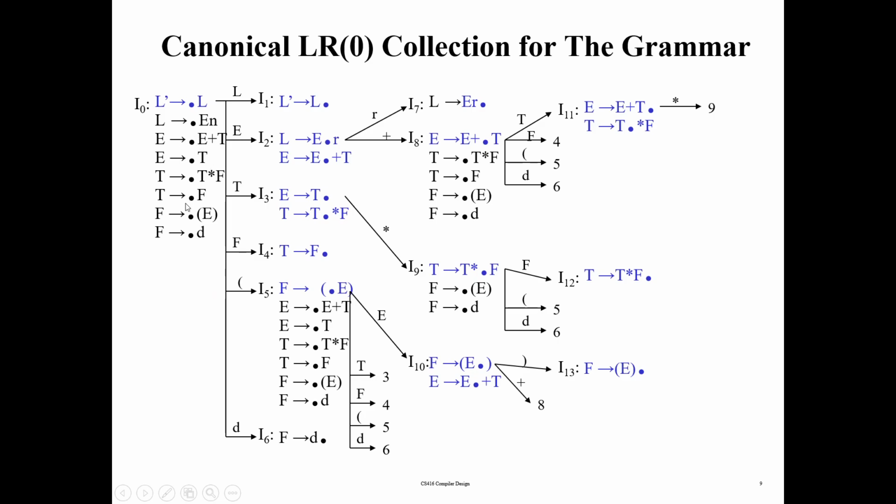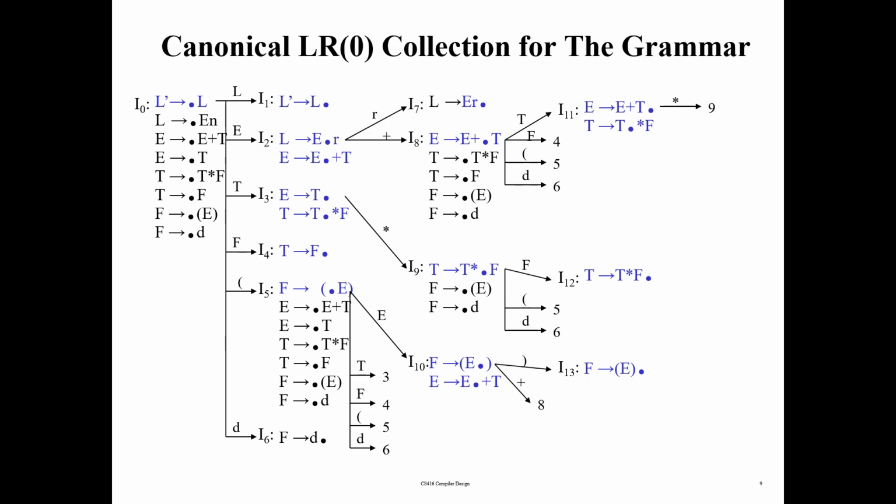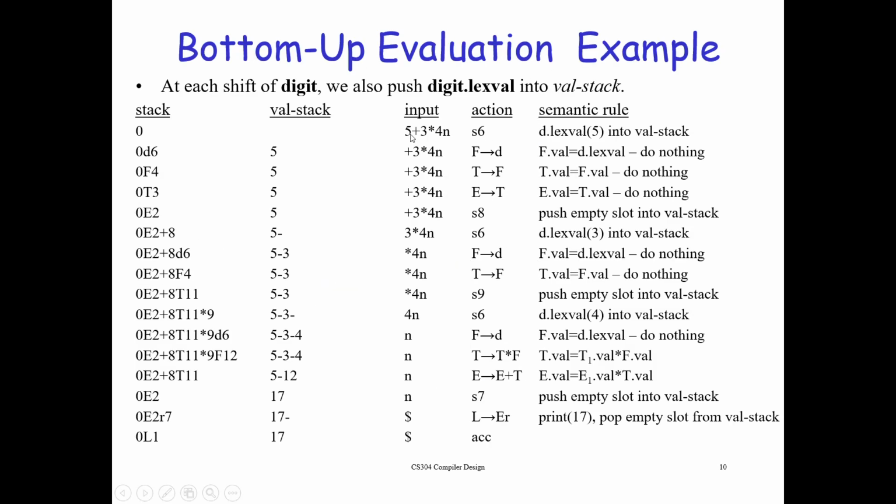These closures have to be formed by using the rules for computing the canonical LR collection for that grammar. Here we can see that from I0 till I13, that means 13 states are here. Based on that previous slide, we can build the SLR parsing table, and using that parsing table we can parse a particular string. Here we are considering the string 5 plus 3 star 4 n.